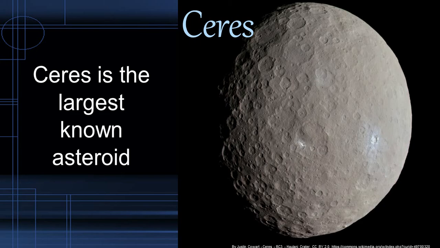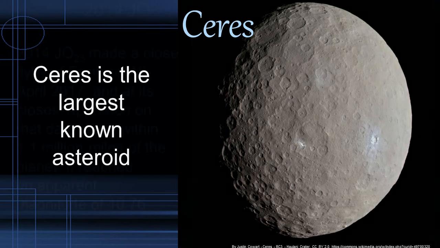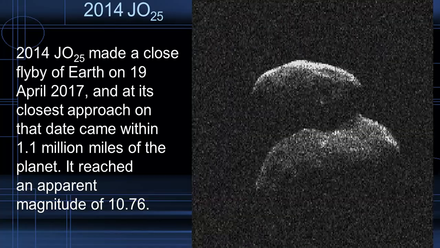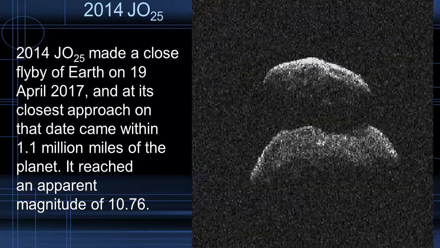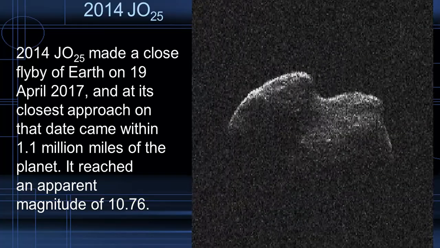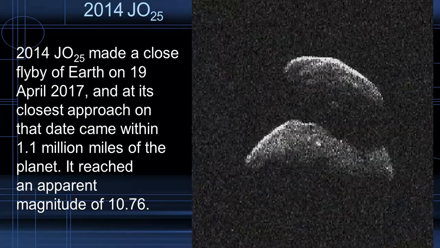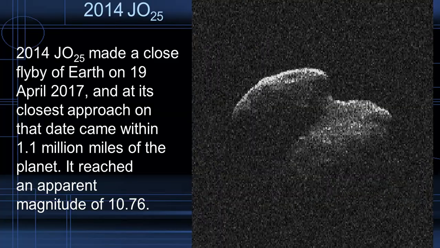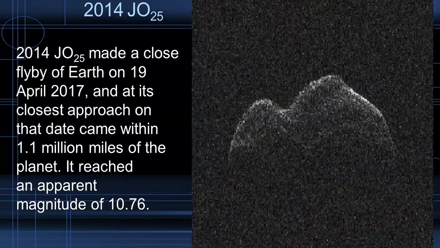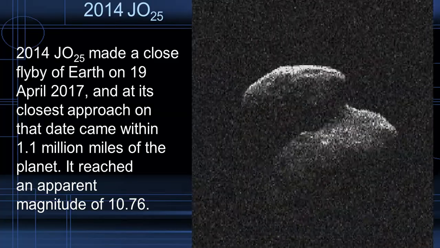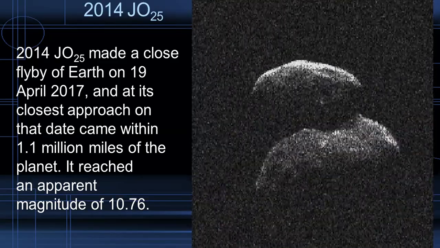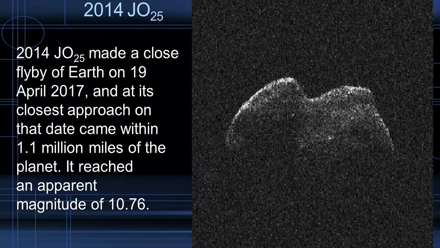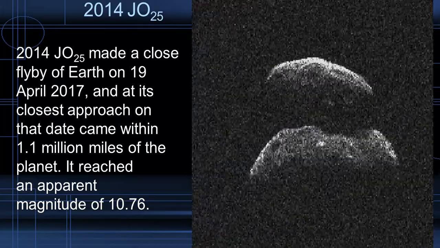In fact, let's watch our video, because we're going to talk about the guys who first saw it and wondered about it. Oh, this one, 2014 JO25, it actually made a close flyby of the Earth in 2017. At its closest approach, it was 1.1 million miles away from Earth. But we could see it, and there it is. That's actually a video that we took of it. It's repeating there. We took that video of it as it was flying by.